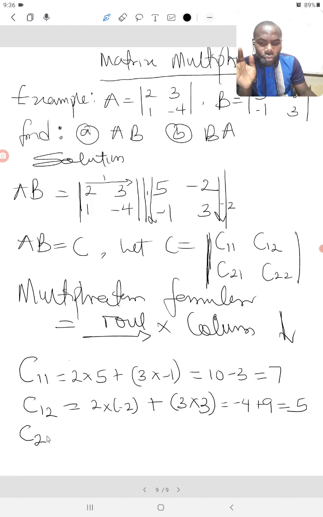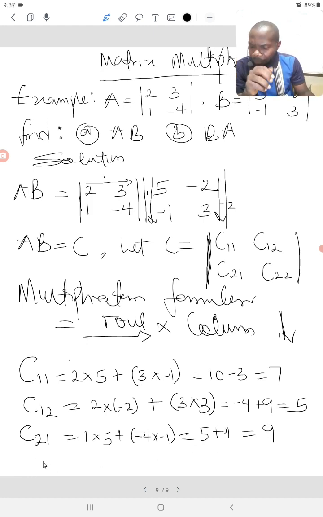So now you have C row 2 column 1. So this is row 2 now. It's starting again. You have used this one, finished. You want to start with this one, you multiply this again, making 1 times 5, plus minus 4 times minus 1, which will give you 5 plus 4, giving us 9.